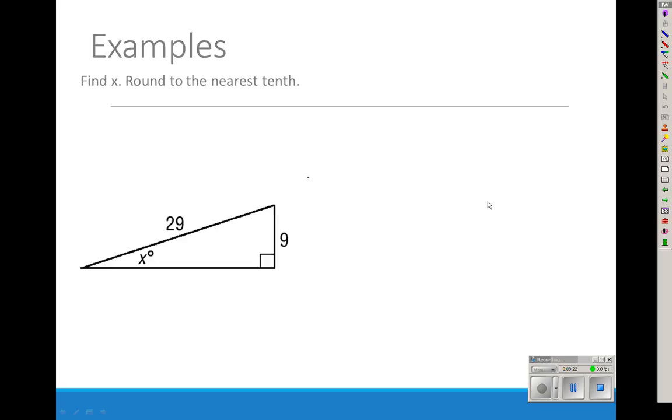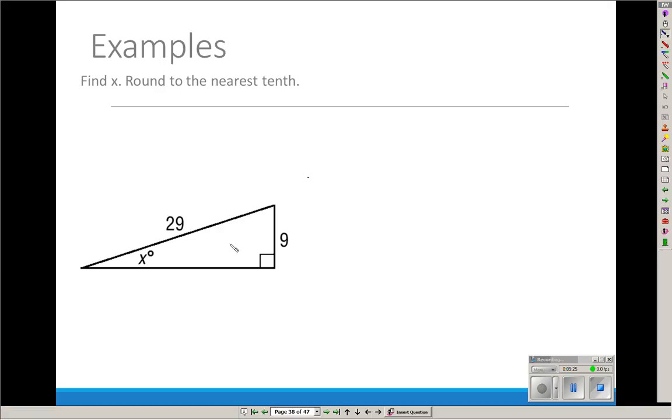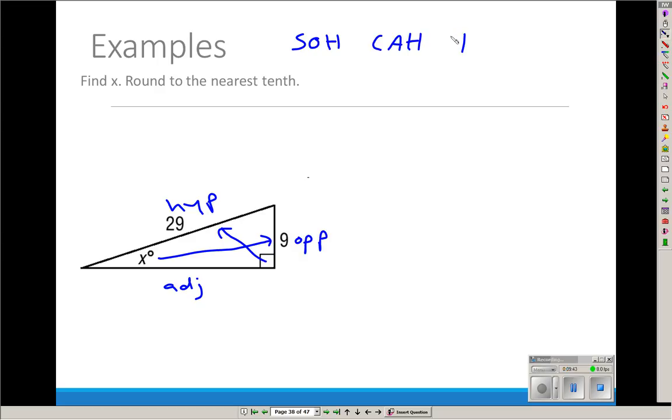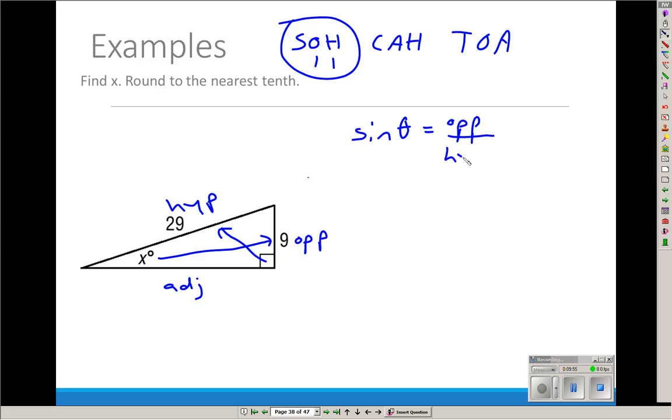For this one, here's another triangle. We've got our angle. Across from that angle is opposite. Across from the right angle is hypotenuse. And the leg next to the angle is adjacent. I'm dealing with opposite and hypotenuse this time. SOHCAHTOA, opposite and hypotenuse, that's sine. I'll be using sine this time. Sine of theta equals opposite over hypotenuse.